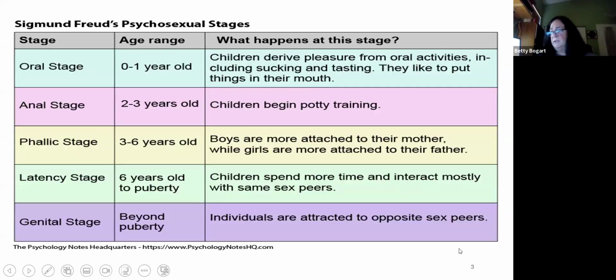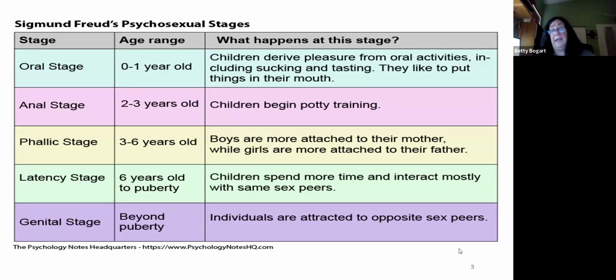Now, Freud. Freud is everything sexual. So the young kids are all about exploring the world in their mouth. Toddlers are anal. They're potty training. And remember, bowels are trained before bladder. Then we get to your preschoolers, the phallic stage. It talks about boys like their mommies better and girls like their daddies better. It's just part of that.